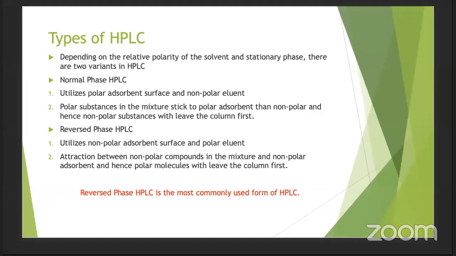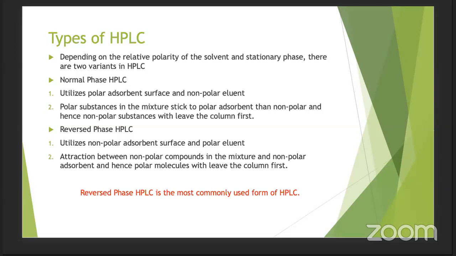Now, types of HPLC. So basically, depending upon the relative polarity of the solvent and the stationary phase, there are two variants in HPLC. One is normal phase HPLC, and the other one is reverse phase HPLC. So in normal phase HPLC, a polar absorbent substance surface is used and a non-polar eluent is used. Whereas in reverse phase HPLC, a non-polar absorbent surface is used and a polar eluent is used.